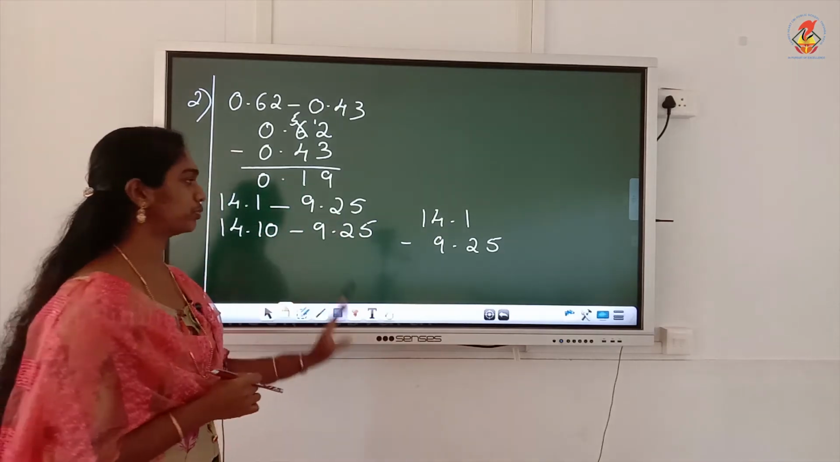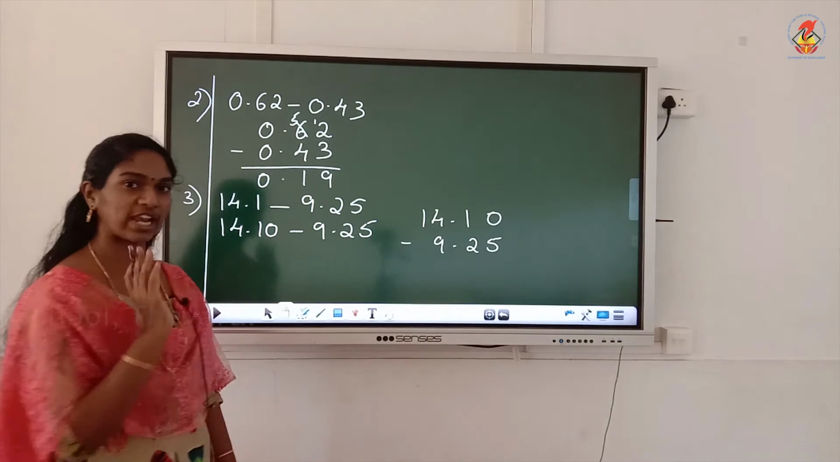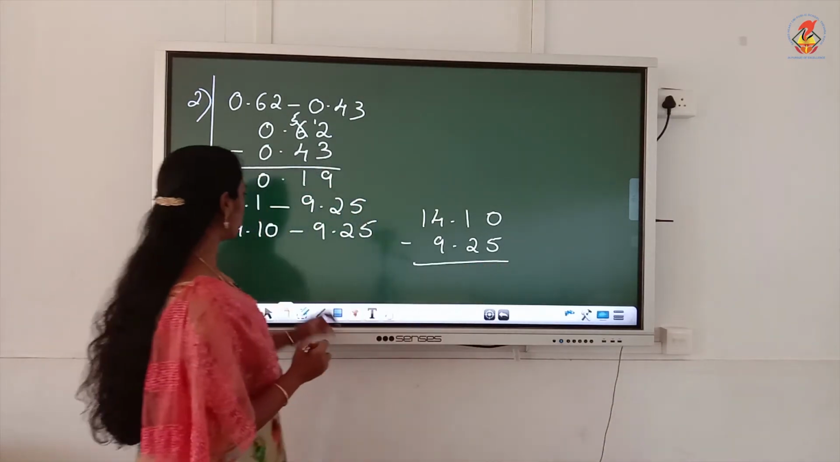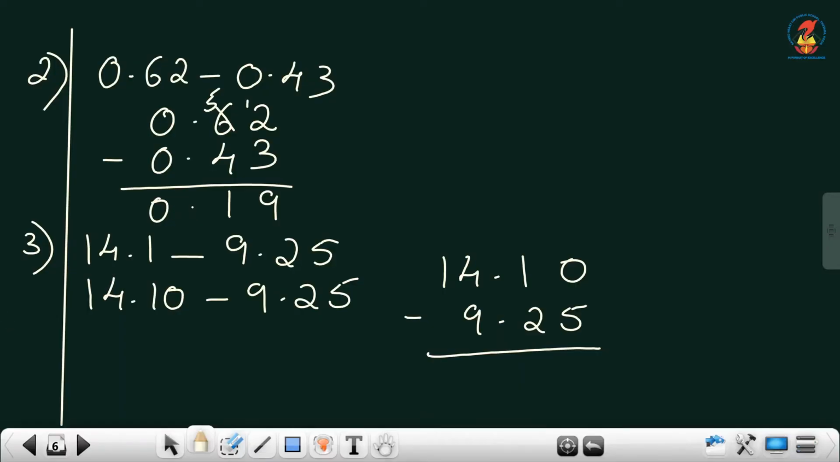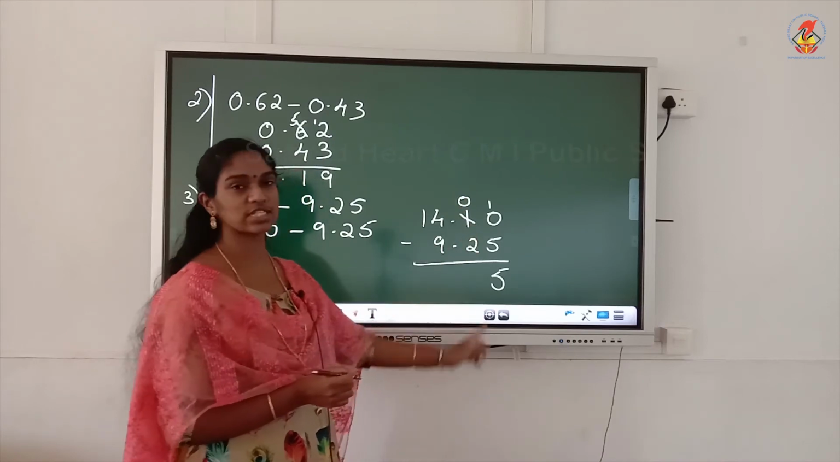Answer goes wrong. Okay. So don't forget to change into like decimals. So 14.10 minus 9.25. Now 0 minus 5 is not possible, so I will borrow and I will get 10. I will get the answer as 5 itself. Even though I put 0, I don't put 0. But what happens? Here I will not be borrowing. There in the second line your answer will go wrong.